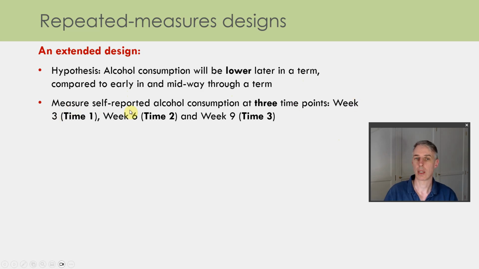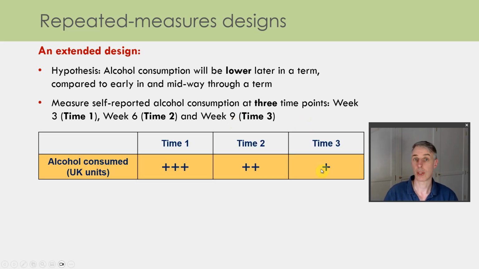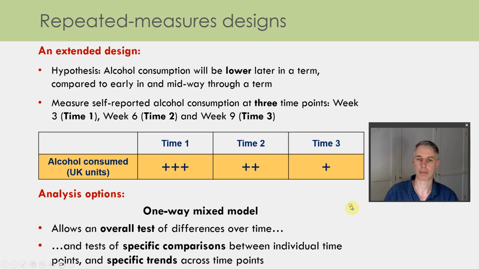Firstly at week 3, then at week 6, and then at week 9 of term. So at 3 time points separated by equal-sized intervals. Again, schematically, what we might predict is our outcome variable, alcohol consumption, is highest at time 1, and then decreases at time 2, and then in turn again at time 3. Analysis options here, a one-way mixed model. So that again, a little bit like any one-way design in a general linear model, provides us with an overall test of differences over time.